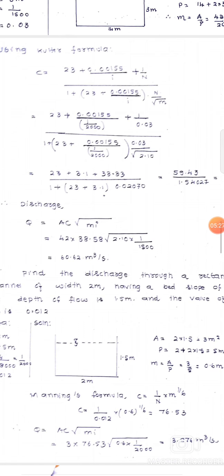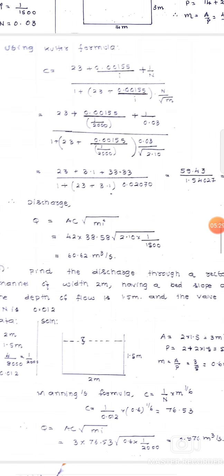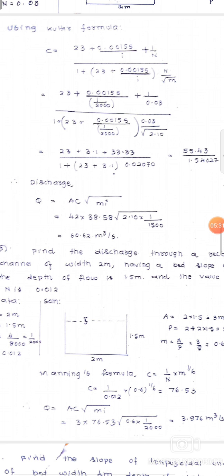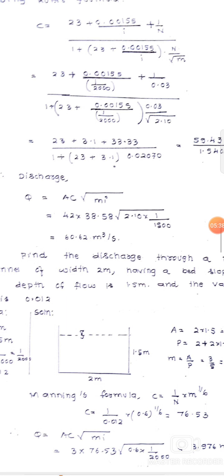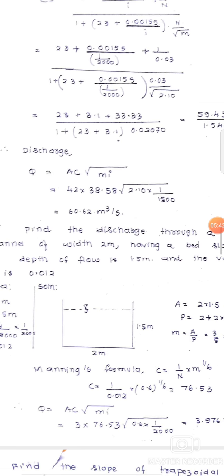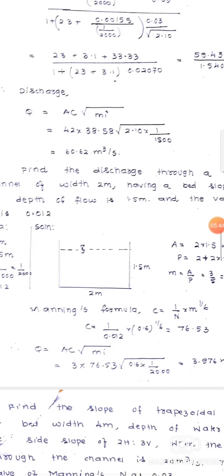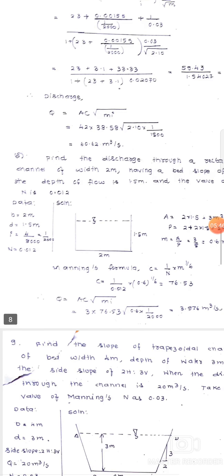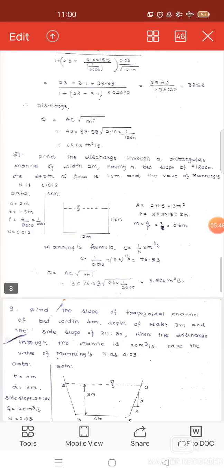Then the discharge is Q is equal to AC into square root of mi. Then the area is 42 meters square, C is calculated as 38.58, into square root of m, which is calculated as 2.10, into I, which is given as 1 by 1500. Then you'll get the discharge as 60.62 meter cube per second. Then we'll go to the next one, the 8th numerical.